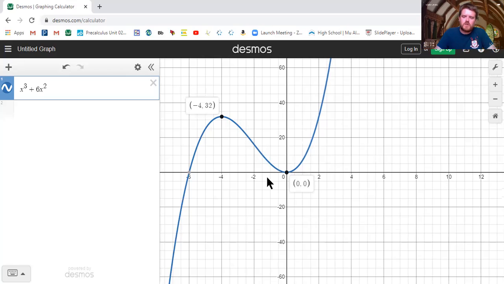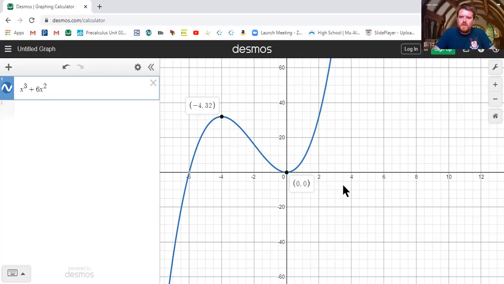So one thing you're asked to do in this section is identify relative extrema. So you would tell me the relative extrema of this cubic function are (-4, 32), which is a relative maximum, and (0, 0), which is a relative minimum.